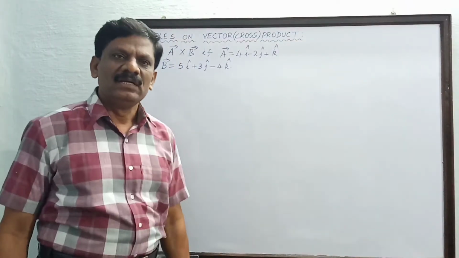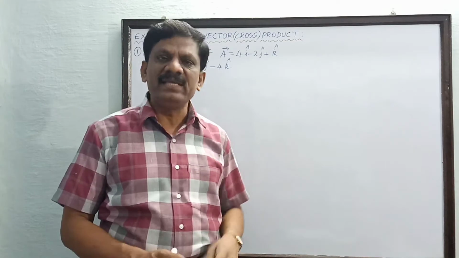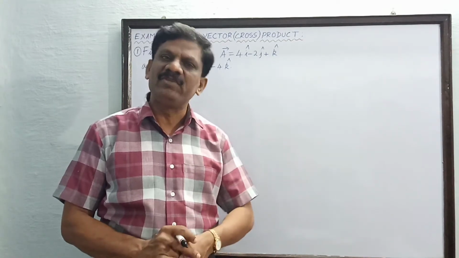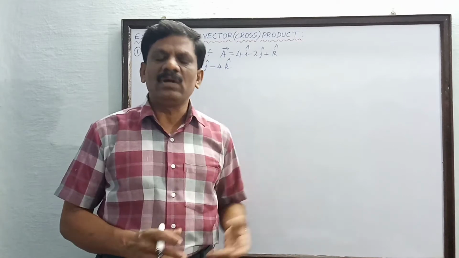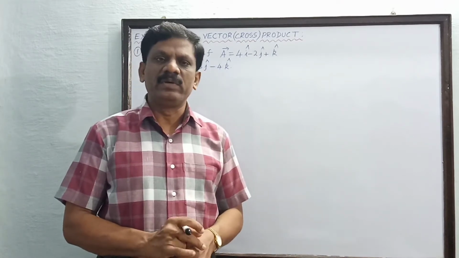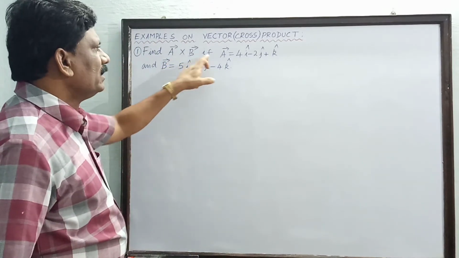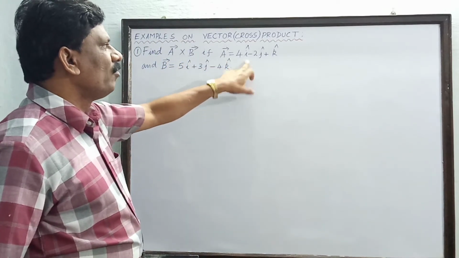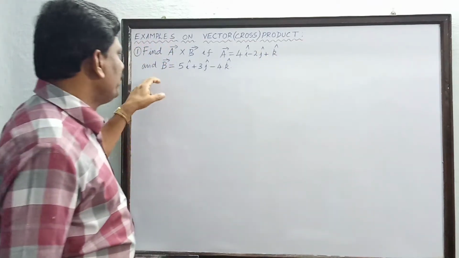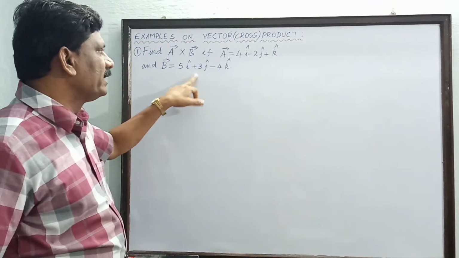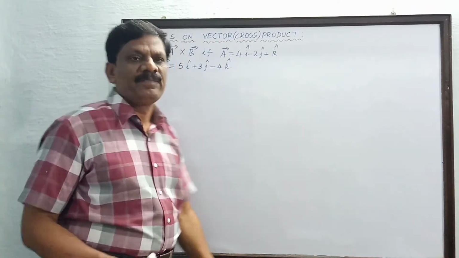Hi students, now we are going to solve one numerical problem based on the cross product of two vectors. How to find the magnitude of the cross product, we are also going to explain. Find A cross B if vector A is equal to 4i cap minus 2j cap plus k cap and B vector is equal to 5i cap plus 3j cap minus 4k cap.